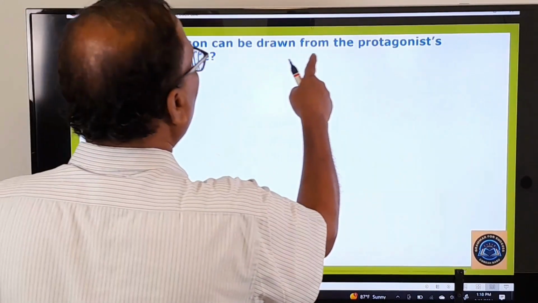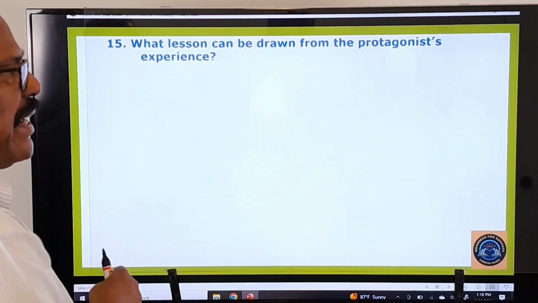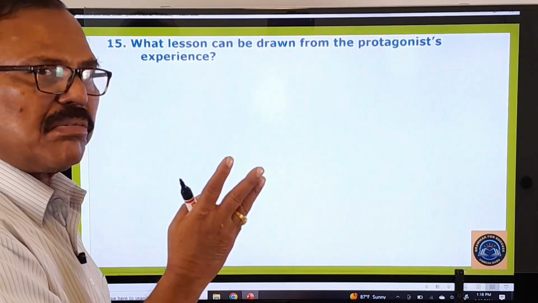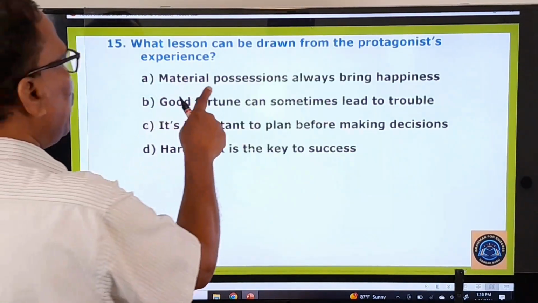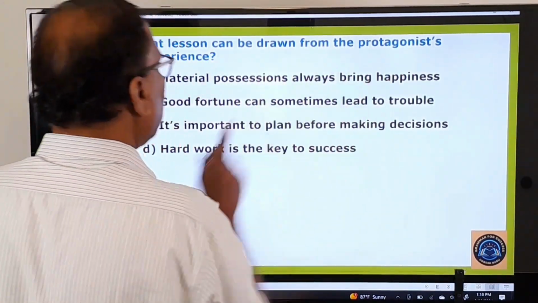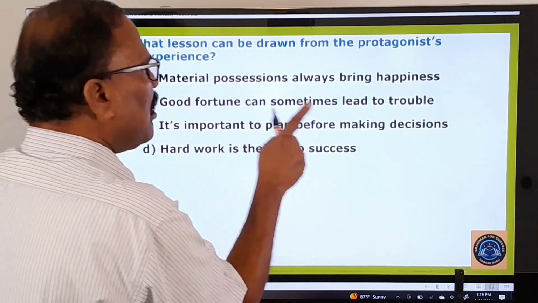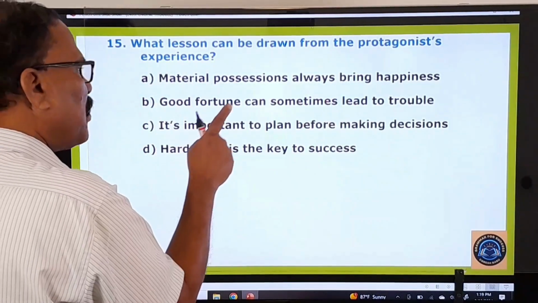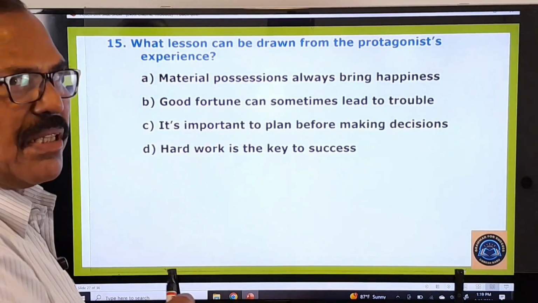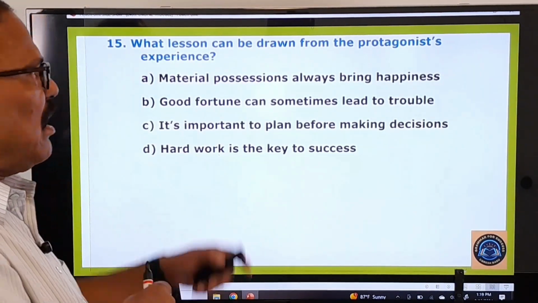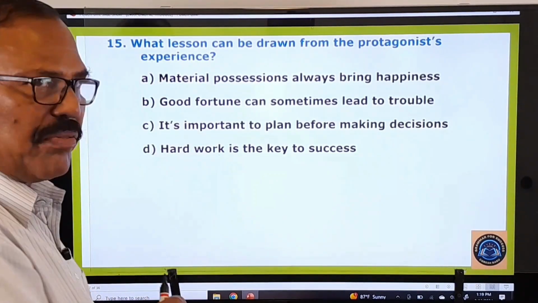What lesson can be drawn from the protagonist's experience? What is the moral that we can learn from the protagonist's experiences? Material possessions always bring happiness. Good fortune can sometimes lead to trouble. It is important to plan before making decisions. Hard work is the key to success. What is the moral we learn from this protagonist's experiences? You know that very well.